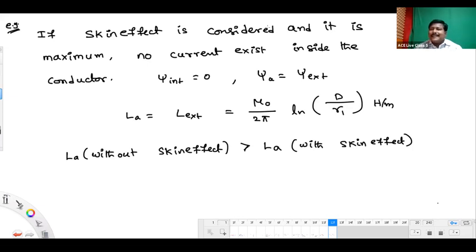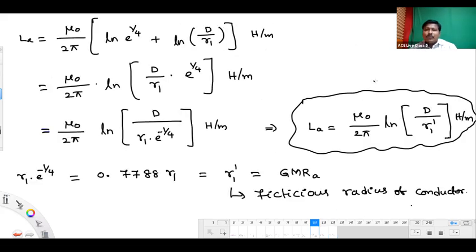But as far as examination is concerned, always we have to use this formula only for the inductance calculation. We should not neglect that 0.7788. You should consider that 0.7788 and go for the calculation of the inductance. So let me continue with this formula only: LA equals mu naught by 2 pi into ln of D by r1 dash. We'll extend it a little bit, then we'll write for LB, then we'll take the loop inductance and conclude it. Let's move ahead.